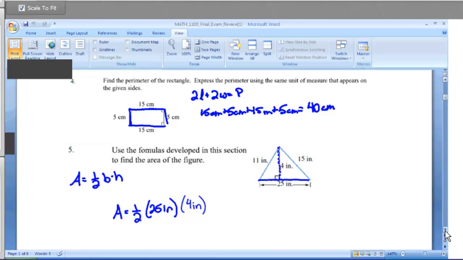And whenever we work that out, we're going to have the 25 times 4, which is 100, and then we need half of that. So we end up with 50, and then inches times inches is inches squared, or 50 square inches.